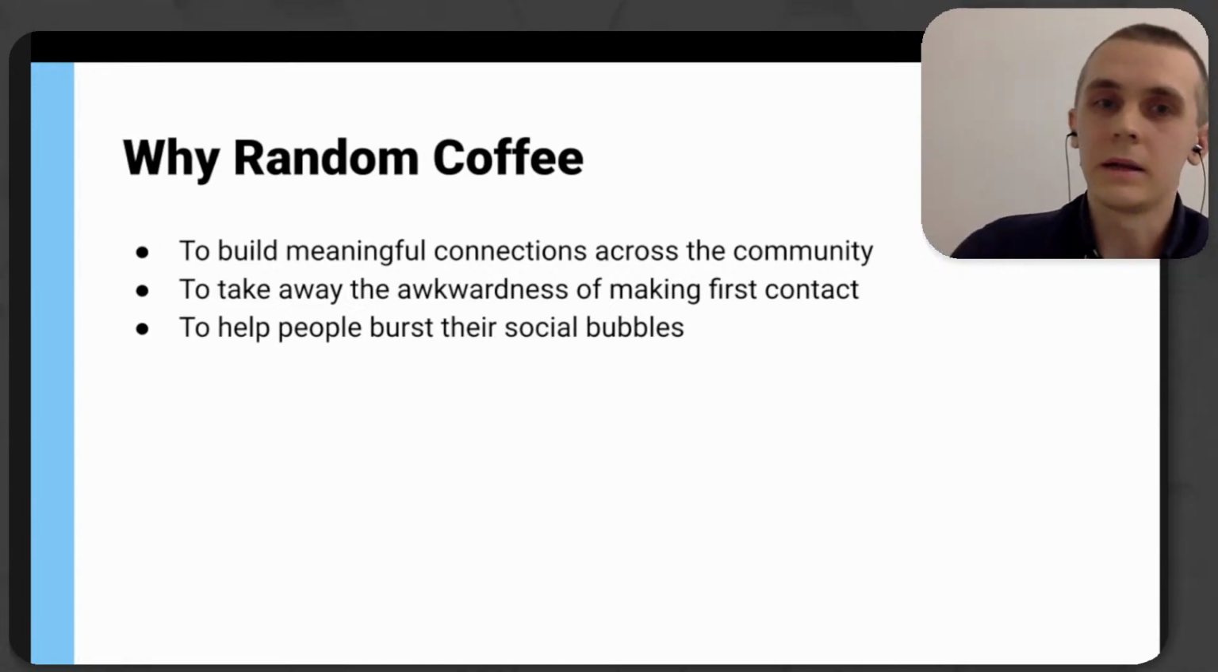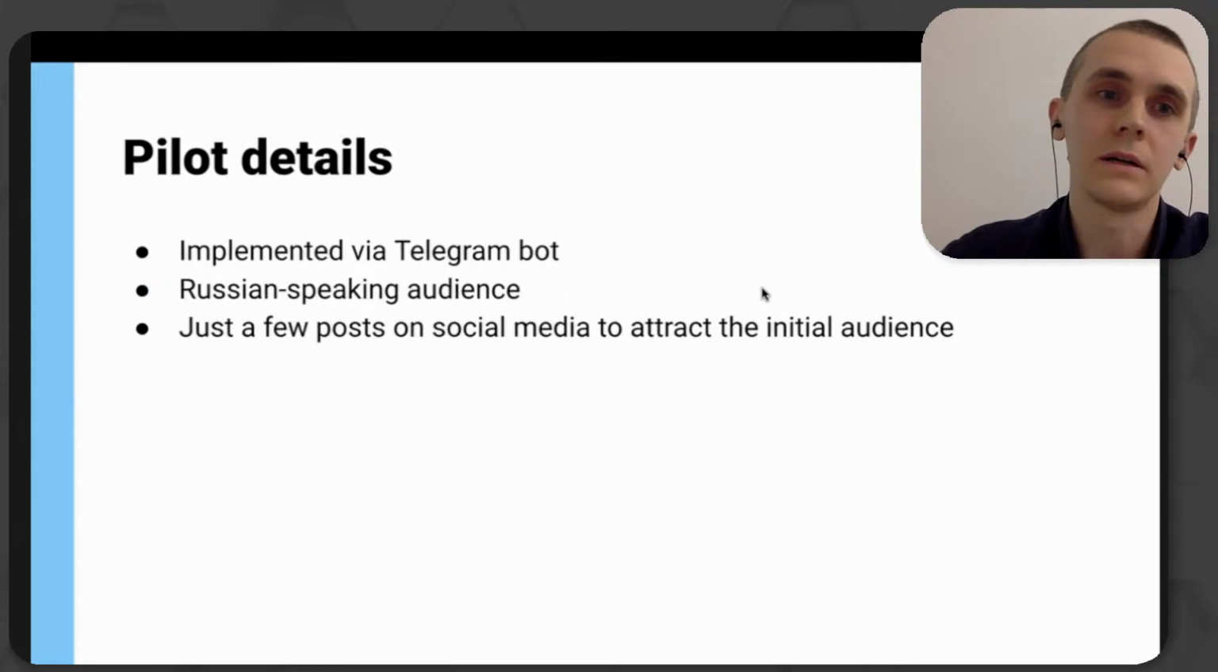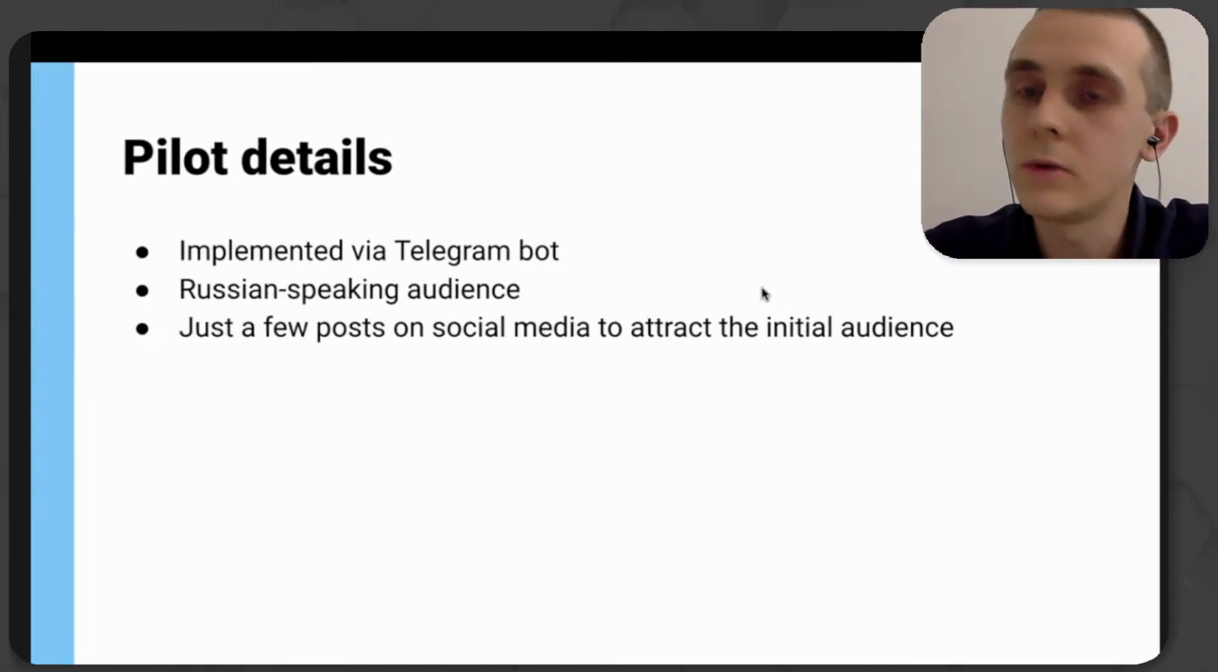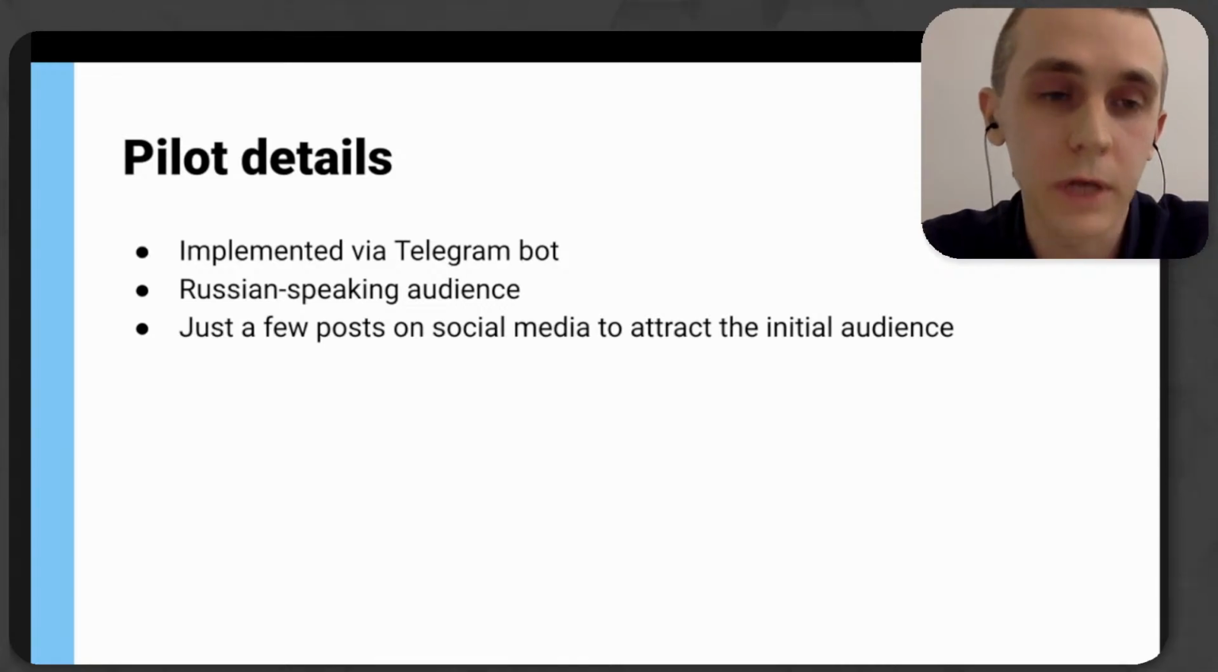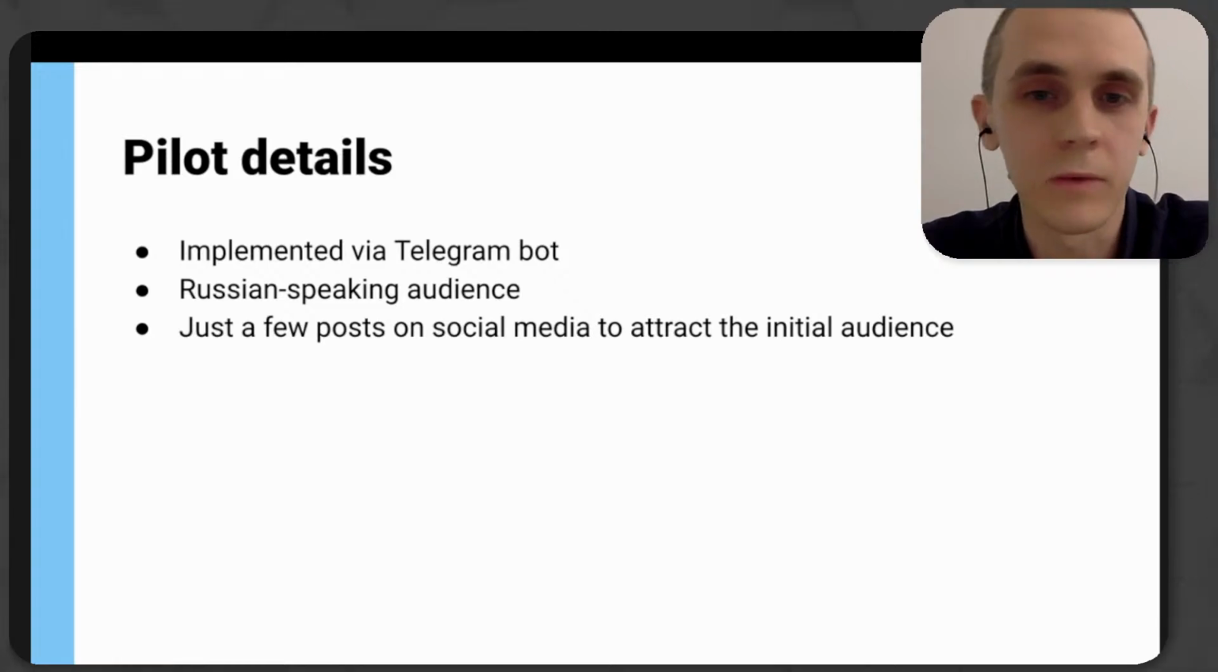So this is how we implemented this initiative. We decided to use a specialized Telegram bot for Random Coffee. And the reason why we used Telegram is simple, because the majority of the audience for Open Longevity is on Telegram. We started it only for a Russian-speaking audience. And in order to attract this initial audience to test and see how this format is working, we just did a few posts on social media, and that was pretty much it. We were not making a lot of effort to attract people.